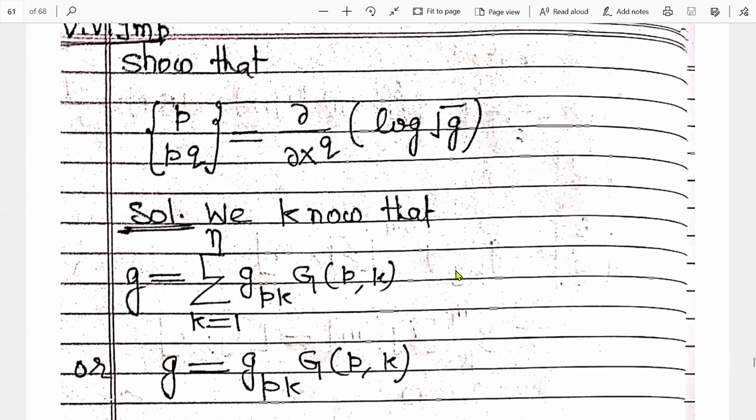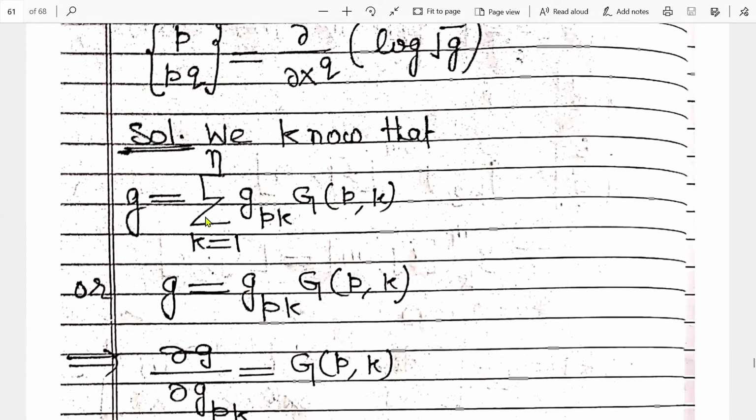This is a very important result, almost expected for every university examination. So here, this is {p,pq}, which is ∂/∂x^q of log of the square root of g. Now, we already discussed that the determinant g is equal to g_pk and capital G_pk, where this is the cofactor of g_pk.